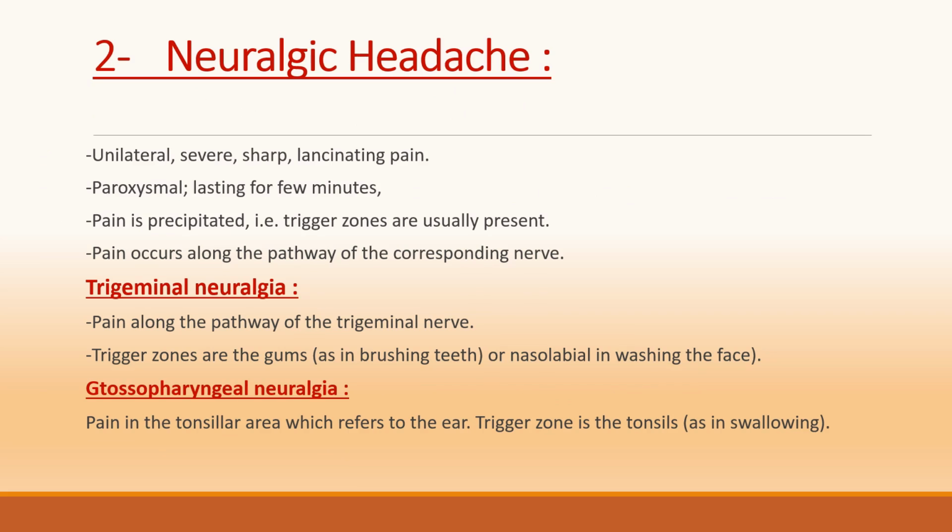Neuralgic headaches. Unilateral, severe, sharp, lancinating pain. Paroxysmal, lasts for a few minutes, and the pain is precipitated or triggered by trigger zones. Pain occurs along the pathway of the corresponding nerve. In trigeminal neuralgia, pain is along the pathway of the trigeminal nerve, and the trigger zones are the gums, as in brushing teeth, or nasolabial in washing the face. Glossopharyngeal neuralgia, the pain in the tonsillar area, which refers to the ear. The trigger zone is the tonsils with swallowing.